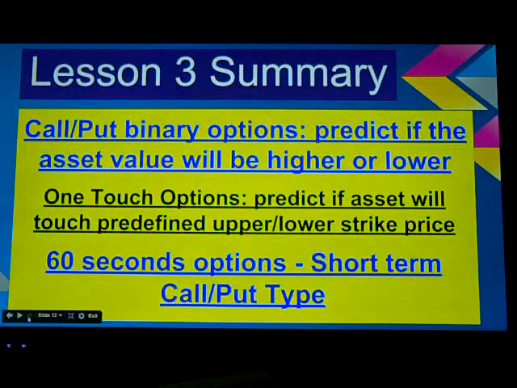So let's summarize lesson number 3. Call-put binary options predict if the asset will be higher or lower at expiration. That's all you're doing with call-put binary options. With one-touch options, you predict if an asset will touch a predefined upper or lower strike price during the duration of the binary option. And 60-second options, which are very popular, are basically very short-term call-put type options.